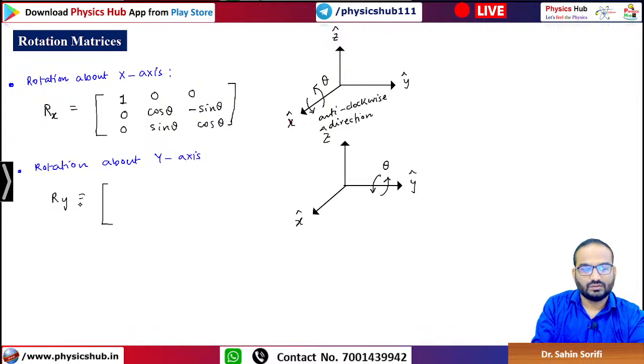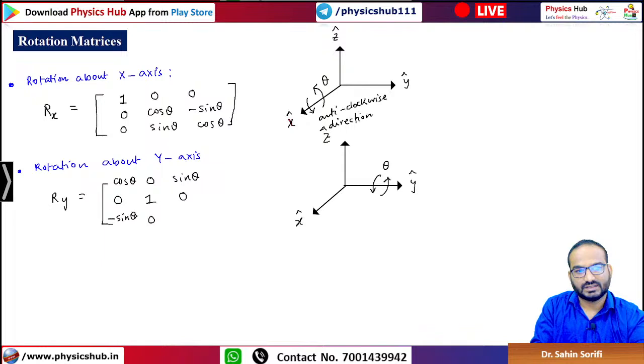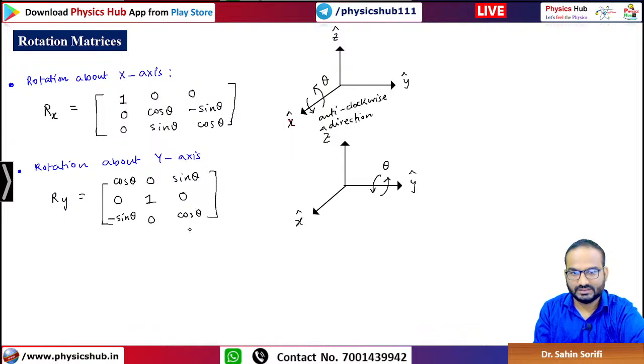For y, you see there is a pattern, 1 0 0 when you talk about Rx. For y, this will be like this, 1. This symmetry is done. Then cos theta, sin theta, minus sin theta, cos theta. Notice that for x it was cos theta minus sin theta, but for y it will be cos theta plus sin theta, then minus sin theta, then cos theta. You have to remember a little bit, and be a little careful here.